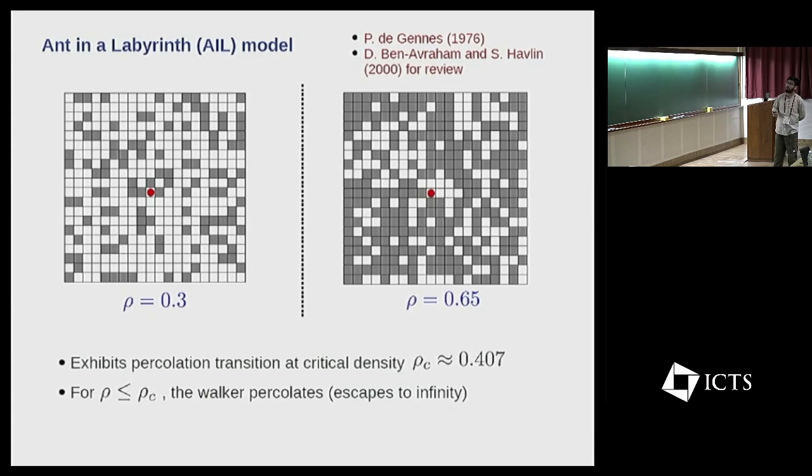So this particular model exhibits what is known as the percolation transition. If you have very high densities of obstacles, the walker will be confined and it won't escape to infinity. But as you decrease the density of the obstacles, at low enough densities there will be some paths of vacant sites which can lead the walker to infinity. So there will be percolation. And this transition from percolation to no percolation in 2 dimensions happens at this critical density.